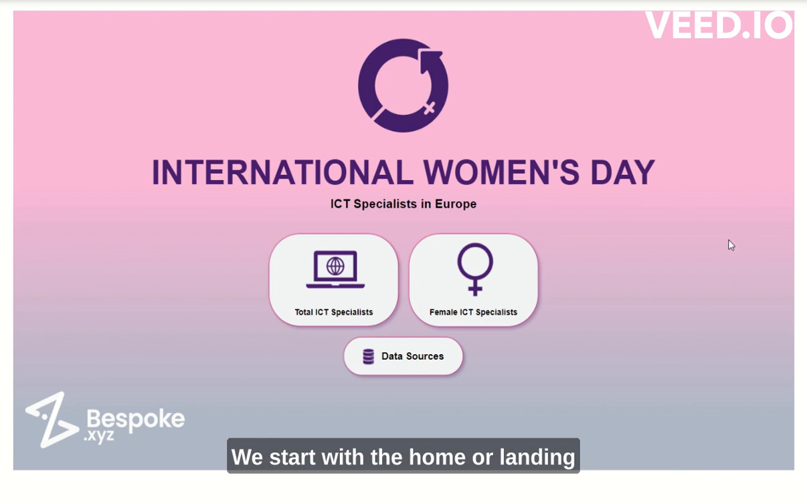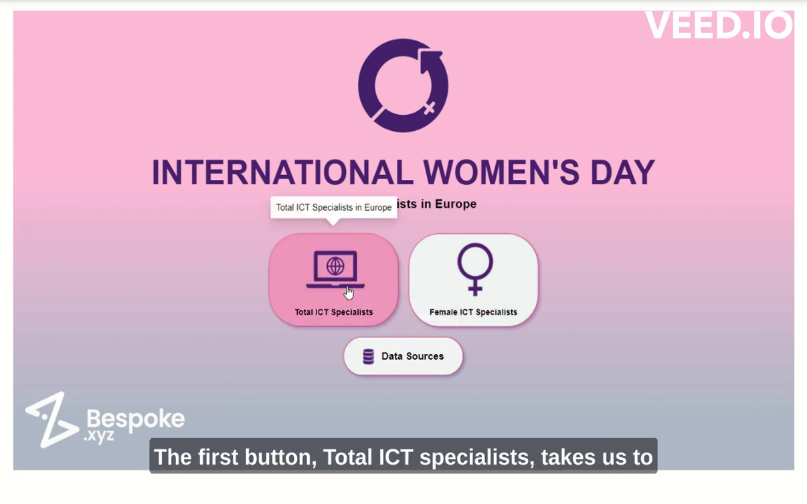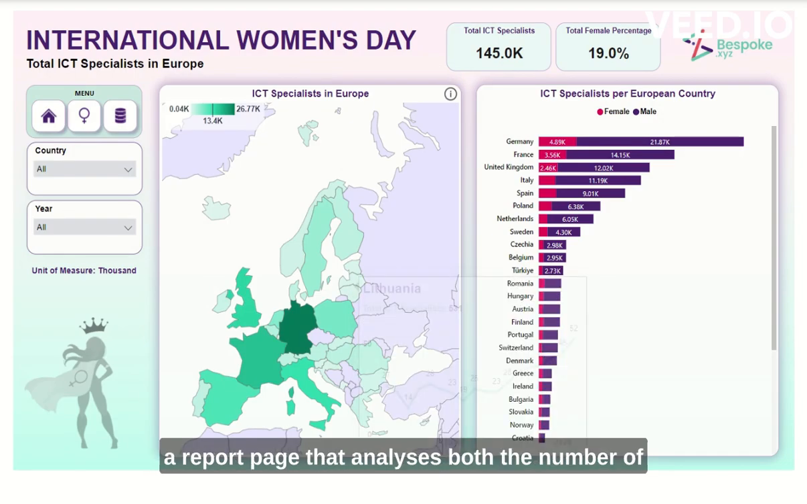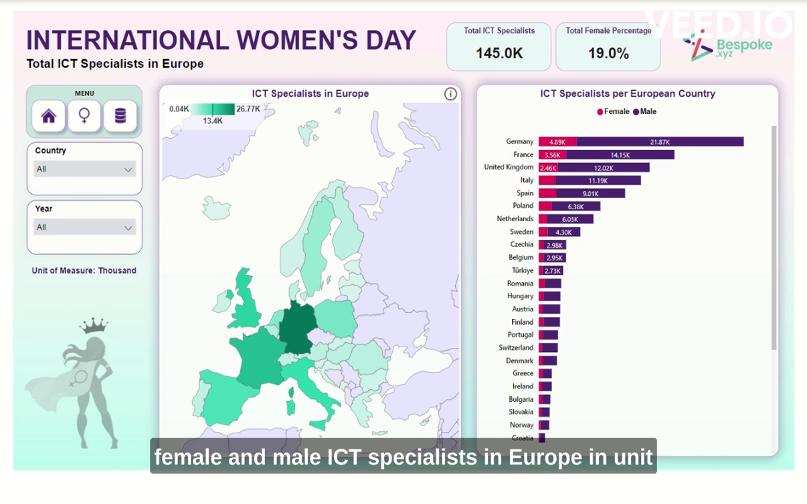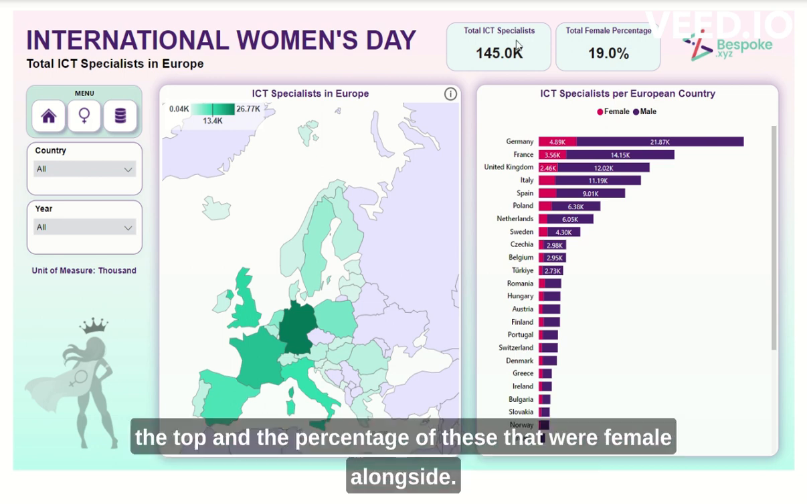We start with the home or landing page of the report, which contains 3 buttons that take you to different pages. The first button, Total ICT Specialists, takes us to a report page that analyses both the number of female and male ICT specialists in Europe in unit of thousands. Over the course of 2014 to 2021, we can see the total number of ICT specialists here at the top, and the percentage of these that were female alongside.